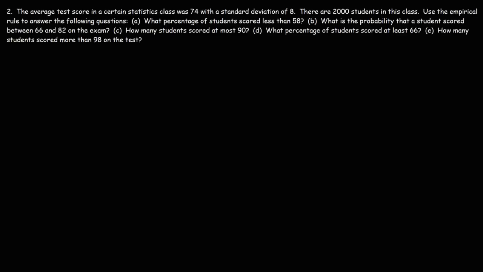Now, let's move on to the next problem. The average test score in a certain statistics class was 74, with a standard deviation of 8. There are 2,000 students in this class. Use the empirical rule to answer the following questions. So, the first thing we're going to do is draw a picture before we begin, because this picture will be very helpful.